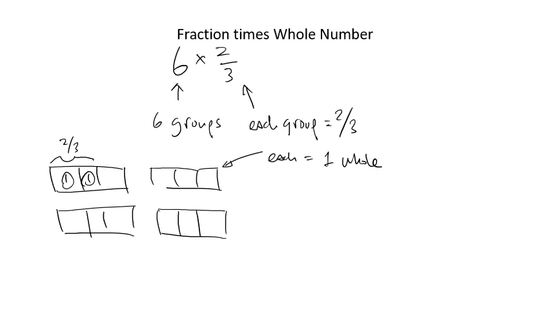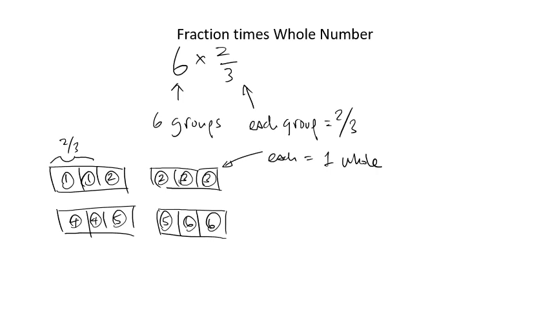So there's one group. I'm going to take another group. So there's a third and there's a third. I'm going to take another 2/3. Another 2/3. Another 2/3. Another 2/3. And so there's my 6 groups of 2/3. And I see that this makes 4.